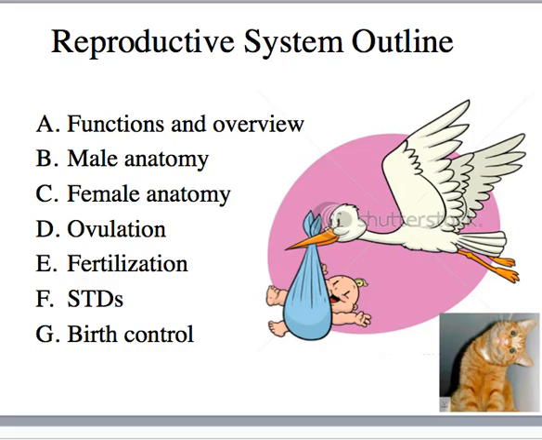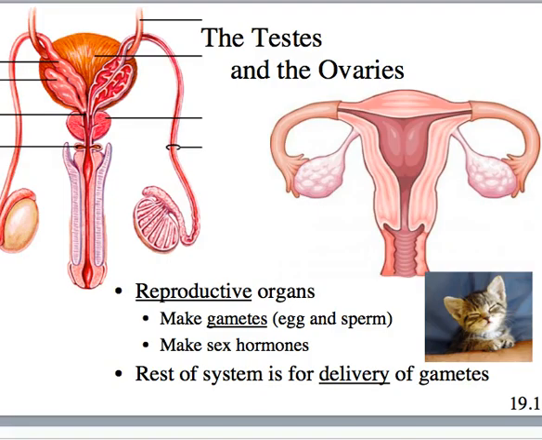Okay, let's go. Let's talk about what's happening. We are going to be talking about the male reproductive system and the female reproductive system. In both cases, the reproductive organs are the things that make the gametes, or the eggs or the sperm, and they also make sex hormones, okay? Everything else is all about delivery of those gametes.